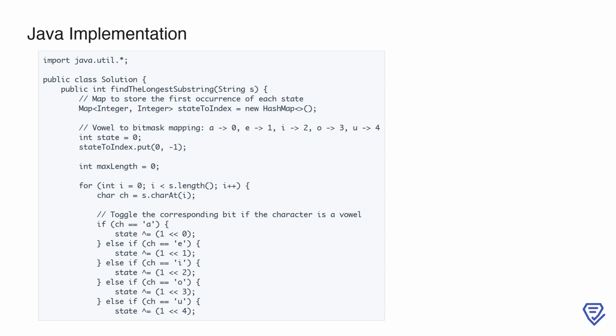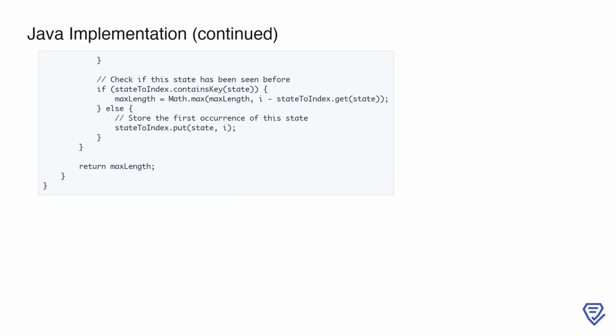For example, a corresponds to bit 0, e to bit 1, and so on. This allows us to efficiently track the parity of each vowel's count as we progress through the string. After updating the state for the current character, we check if this state has been seen before in our state-to-index map. If it has, it means that the substring between the first occurrence of this state and the current index has all vowels in even counts.